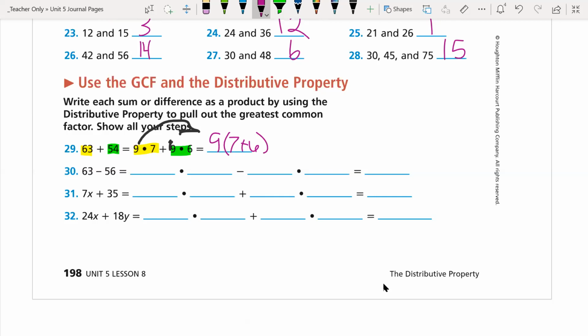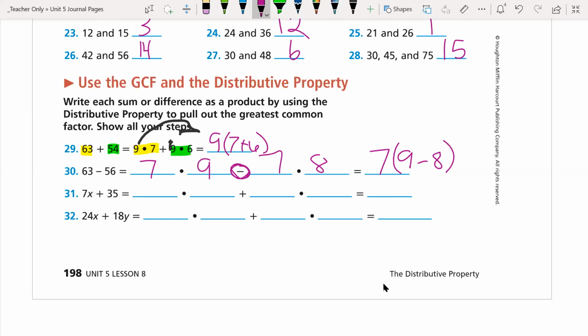Okay, 63 and 56. I can break 63 into 7 and 9. And I can break 56 into 7 and 8. And then I can pull these 7s out, right? And multiply them by the difference of 9 and 8. Just like that. Which, again, you should have already written in your journal. This should be review. We've done this lesson before.